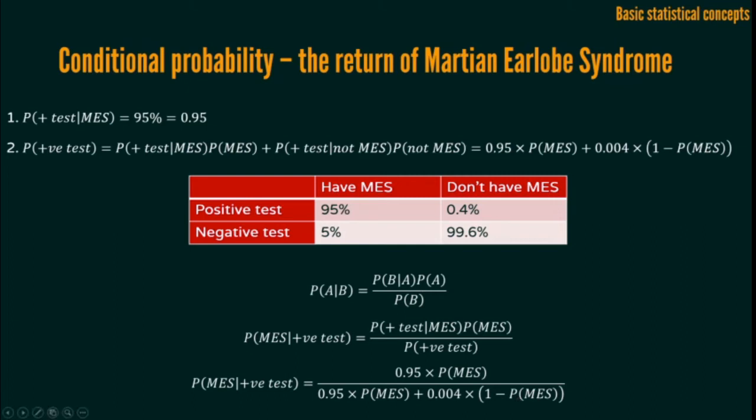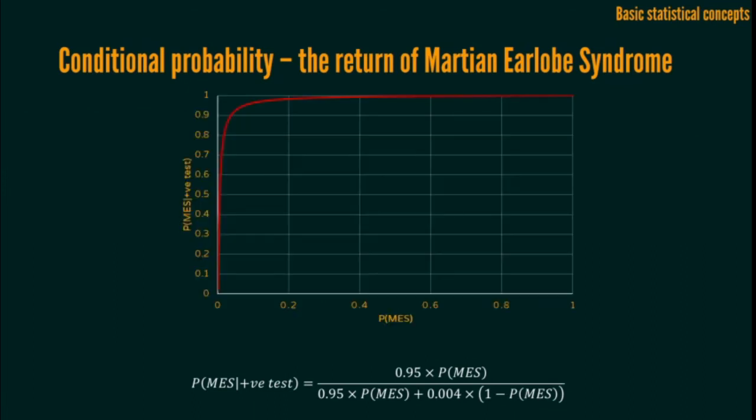Now, to me, that just looks like an equation. I'm quite a visual person, so let's look at it like a graph. This graph is just that equation done. This graph shows how the chance of us having Martian earlobe syndrome, given a positive test, which is what's on the y-axis there, changes as this baseline risk of us having Martian earlobe syndrome changes.